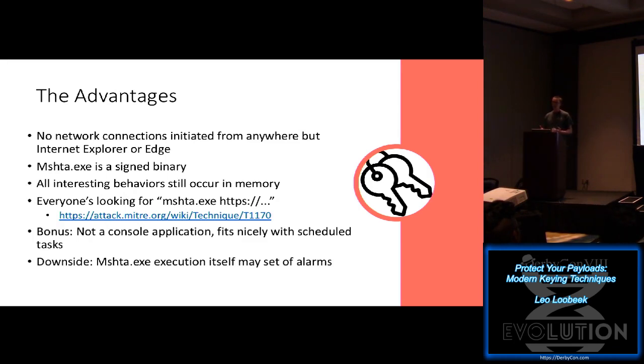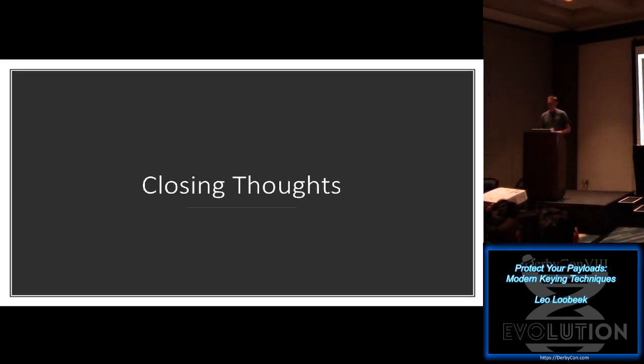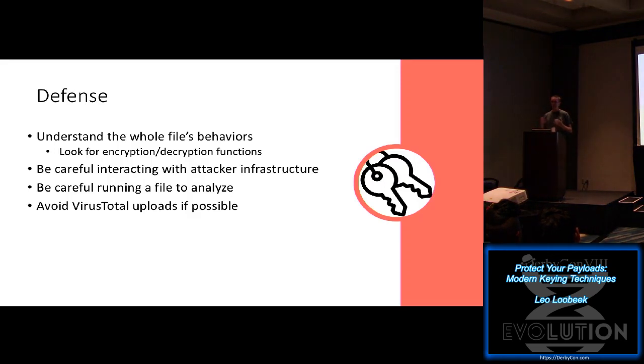And there are some advantages around that, like no network connections are being initiated anywhere besides Internet Explorer or Edge. mshta is a signed binary. All of the interesting stuff is still happening in memory. Everyone's looking for mshta with a URL from a command line logging perspective. Not to pick on MITRE ATT&CK, but if you hop on their mshta page, the only examples they show are using mshta to retrieve a remote HTA file. And a bonus for me, I do like scheduled tasks, so it fit really nicely with scheduled tasks. But obviously, mshta gets a lot of interest, so just execution in and of itself may set off some alarms.